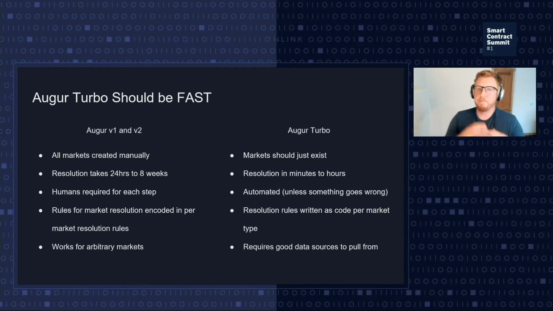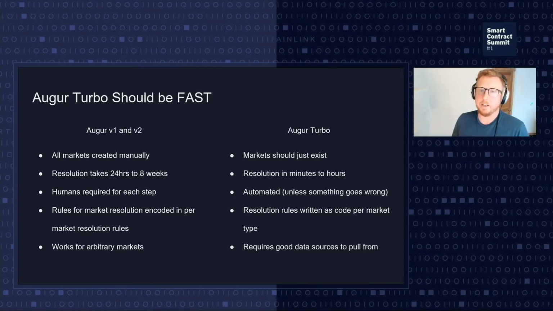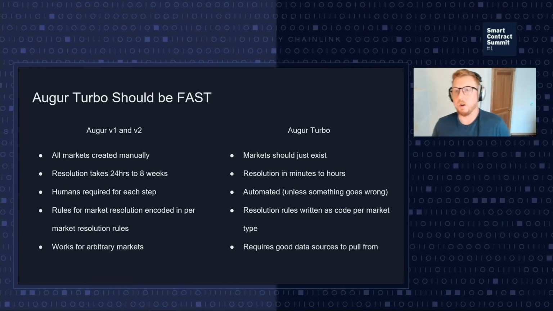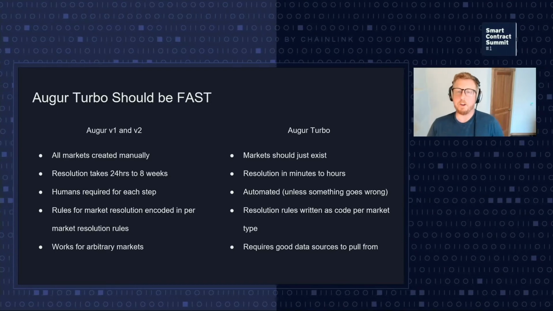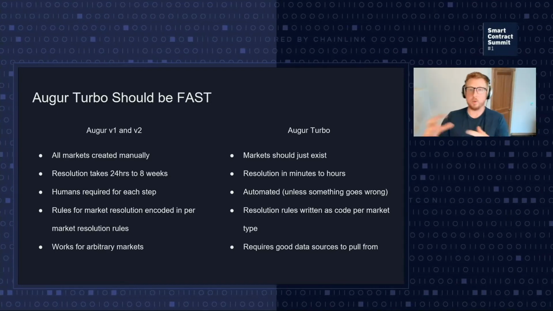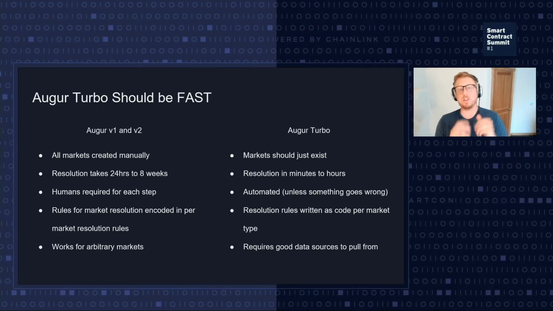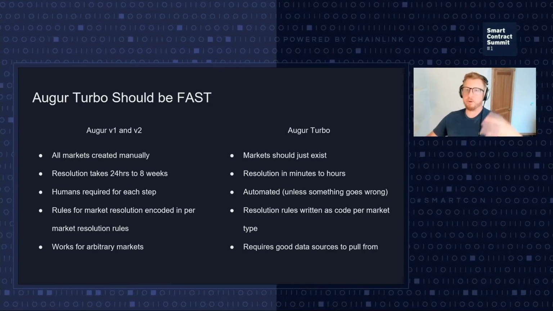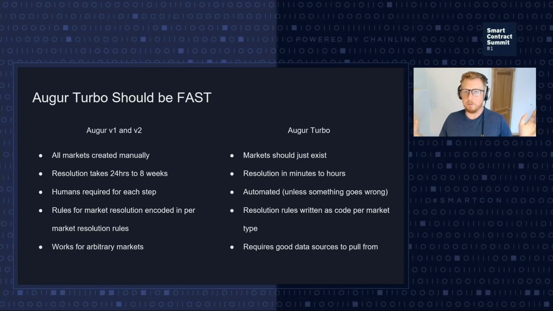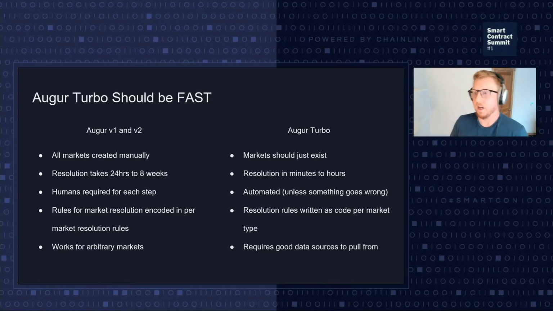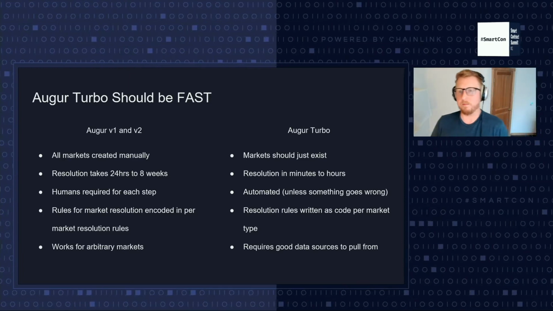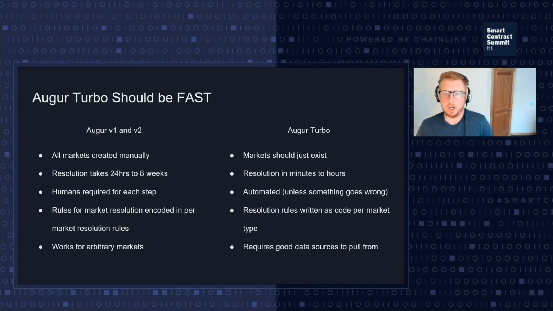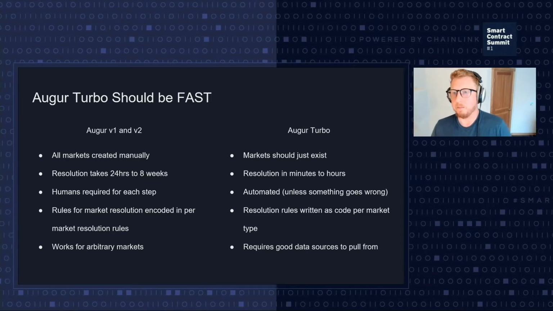The basic premise of Augur Turbo is it should be fast. The main problem that we identified with Augur V1 and V2 is that they're just too slow. In Augur V1, you have everything created manually. There's 24 to 48 hours for a market to resolve. So say once the sports game ends, or let's say there's a market about what will the price of cotton be in Guam or something. Once that event is known, it would take between 24 hours and 8 weeks in order for the answer to be correctly put on chain and people be able to get their money out of that event. And that was just too slow.